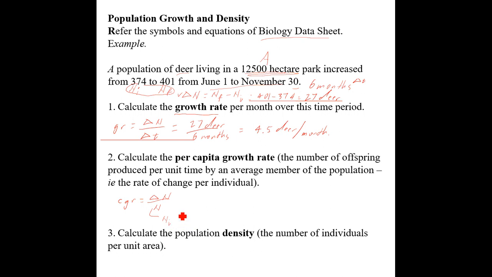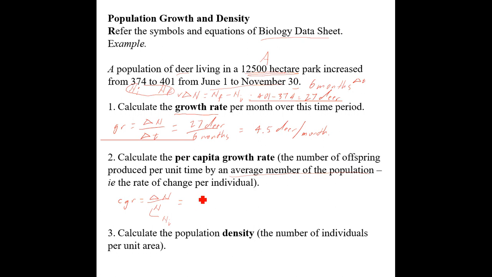It is the initial number that we did have within the population. So what is the per capita growth rate? Well, if we take a look at what I have in brackets here, the number of offspring that are produced per unit time by the average member within the population, or the rate of change per individual within the population, that is the per capita growth rate.